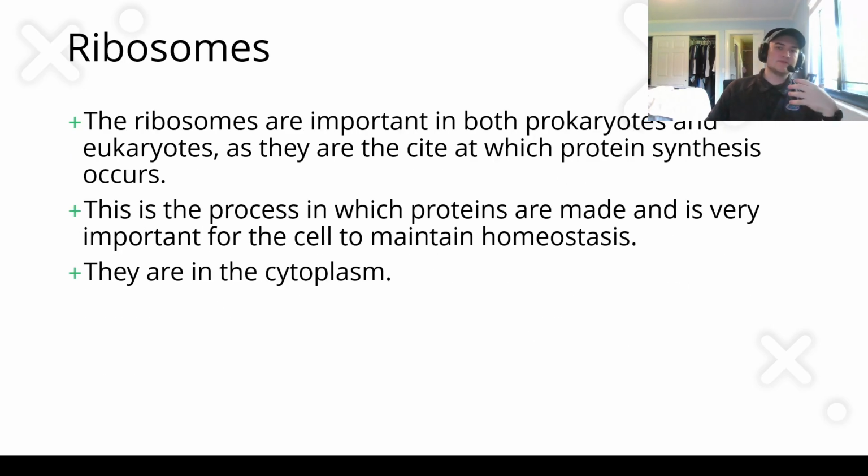Next we're going to ribosomes. Ribosomes are important in both prokaryotes and eukaryotes, because they're the site at which protein synthesis occurs.